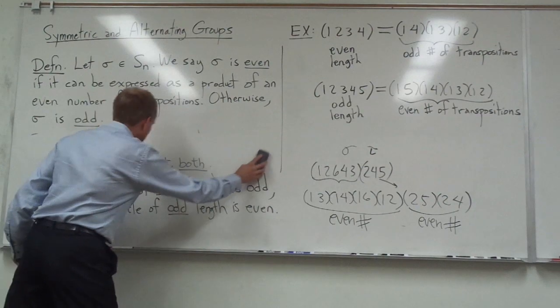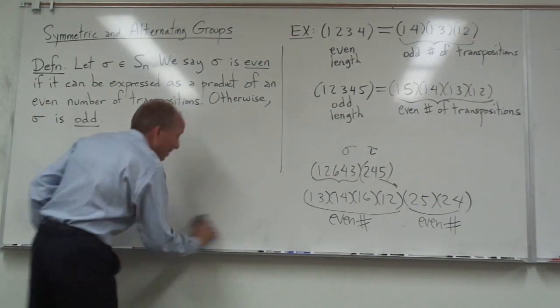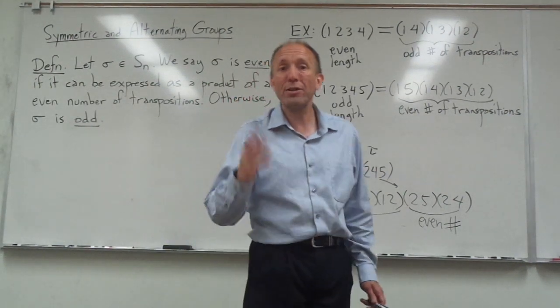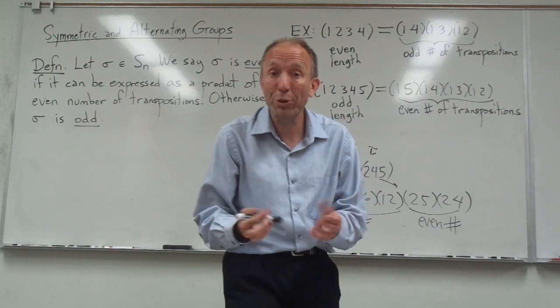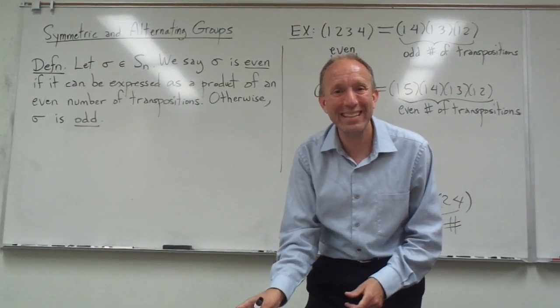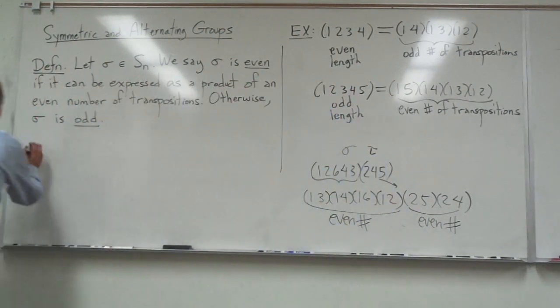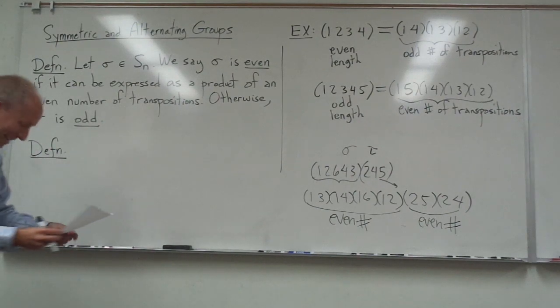Where I'm going with this is that if we gather up all of the even permutations, it turns out that we get a group structure. We get a subgroup of Sn. And that's what the alternating group is. Let me write it down. Definition here. This is really cool. We have a subgroup now.